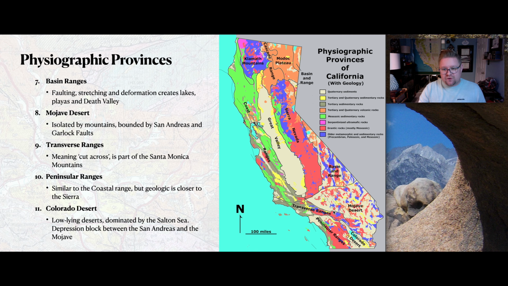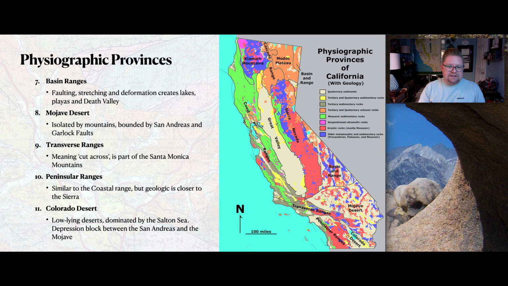We also have the transverse ranges. The transverse ranges are very unique. Transverse means to cut across. It is also part of the Santa Monica Mountains, but it's pretty much most of what we see in Los Angeles, part of the San Gabriels and so on. And when heading down into the Palm Springs area, you're paralleling those mountains.